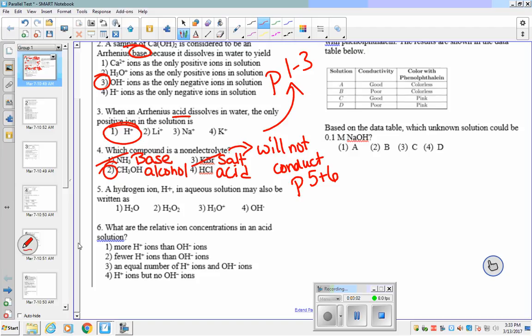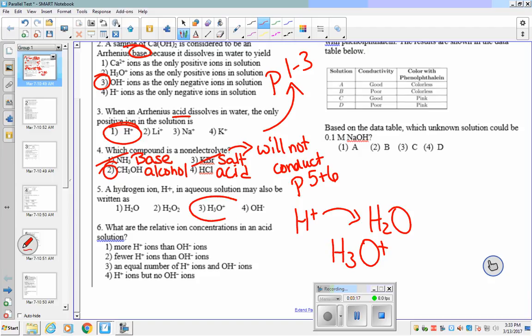Number 5, the hydrogen ion in aqueous solution. What could actually happen with this is a hydrogen ion sticks itself onto H2O and yields something called the hydronium ion, which is H3O+. That's also given on reference table E. It's definitional as well. We talked about that on page 2 of your notes.